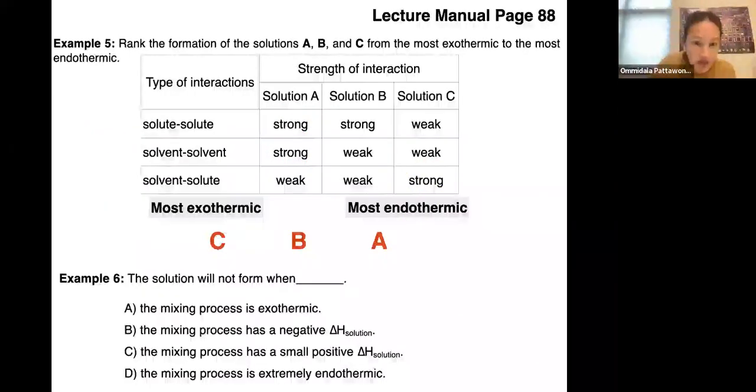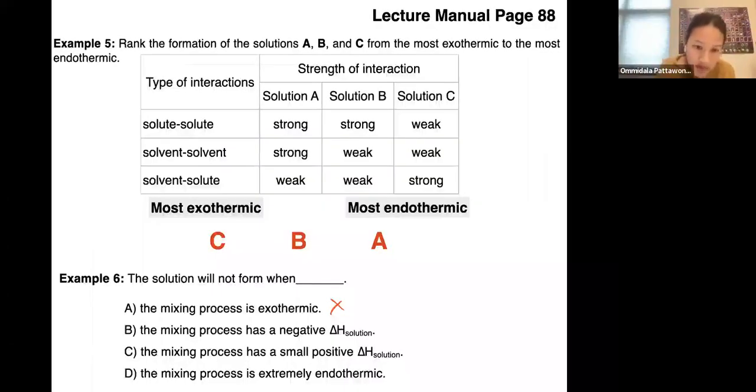Example 6, the solution would not form when the mixing process is exothermic. That's not true, right? When it is exothermic, you are having both driving forces: one is the exothermic enthalpy change of the solution, the other one is the positive entropy change.